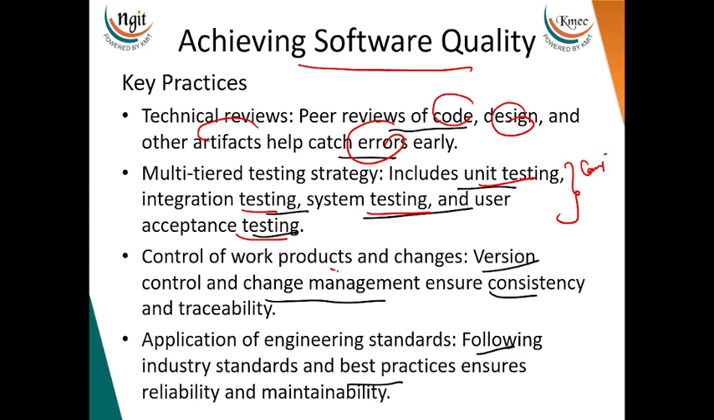Control of the product and changes: version control and change management ensure consistency and traceability. How the workflow is going on, how the change management is affected, to ensure it's traceable. Application of engineering standards: following industry standards and best practices to ensure reliability and maintainability.